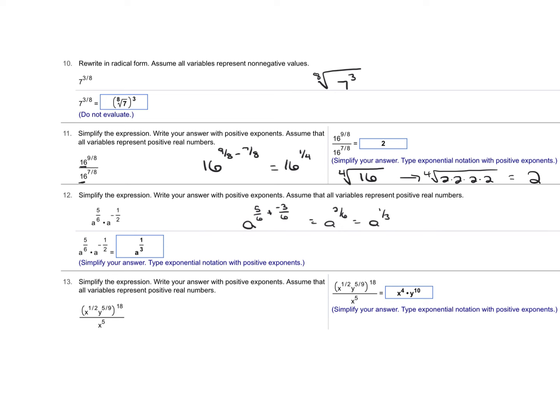And this next one wants me to simplify that. 18 times 1/2 would be 9. 18 times 5/9 would be 10. And I still have x to the 5th on the bottom. I have 4 more x's on top. So it's x to the 4th, y to the 10th.